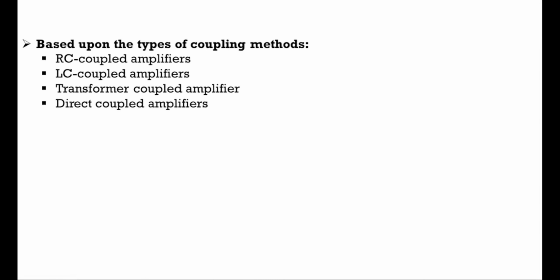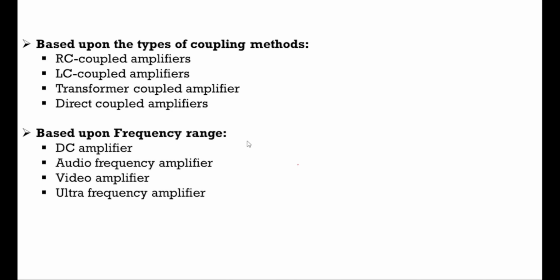Next, based upon the types of coupling methods, an amplifier can be categorized as an RC coupled amplifier, LC coupled amplifier, transformer coupled amplifier, and direct coupled amplifier. The RC coupled amplifier uses a network of resistors and capacitors to amplify any signal. Actually, this network provides the phase shift in the amplifier. The transformer coupled amplifier uses a transformer to match the impedance of the output side and the input side. The direct coupled amplifier directly connects the two stages of the amplifier in any electronic system.